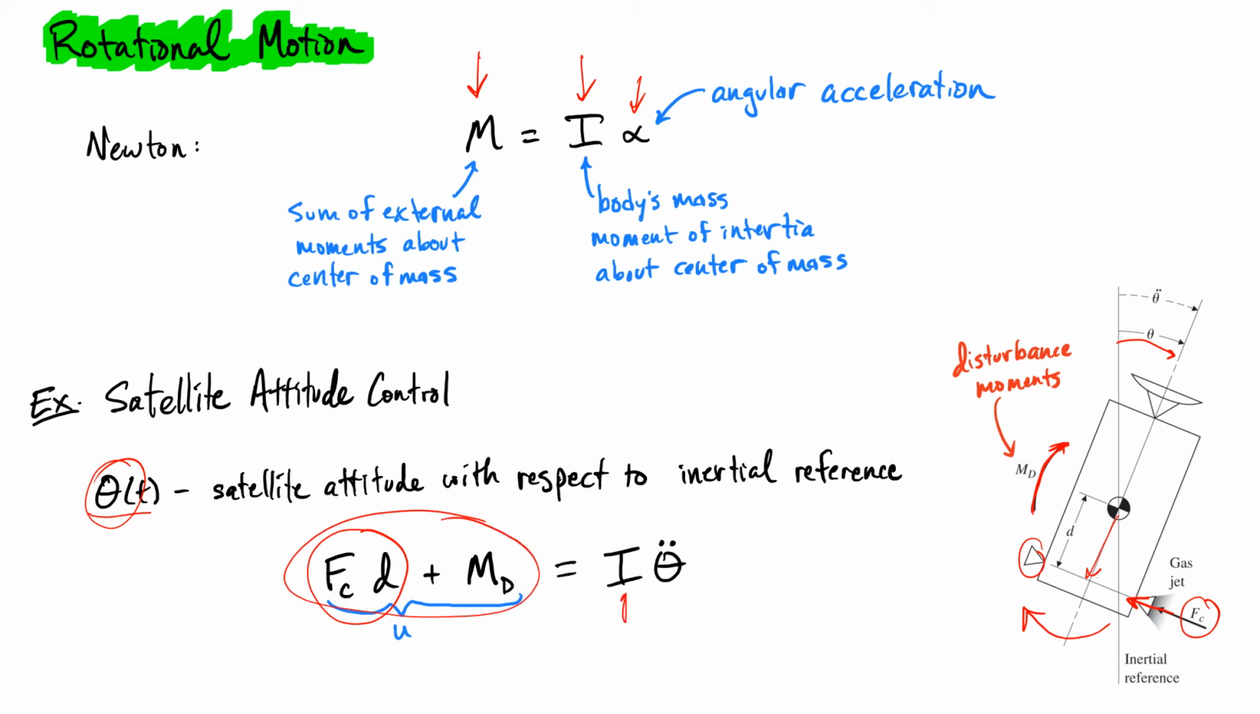You would then use your moment of inertia, and then you would have the second derivative of your position. And so just like the previous examples where we had F equals ma, this gives you a second order differential equation that then models that system.